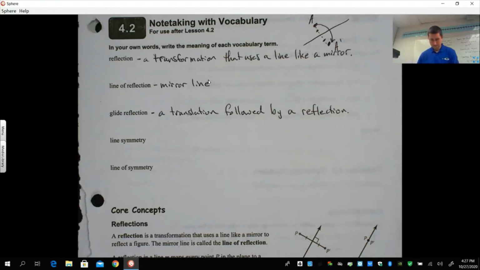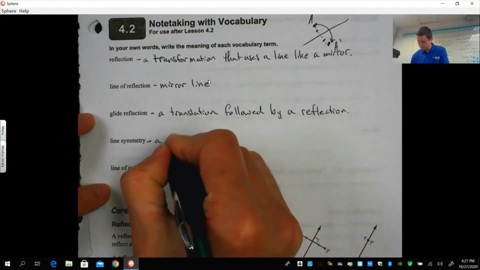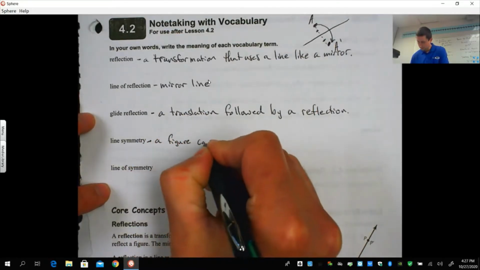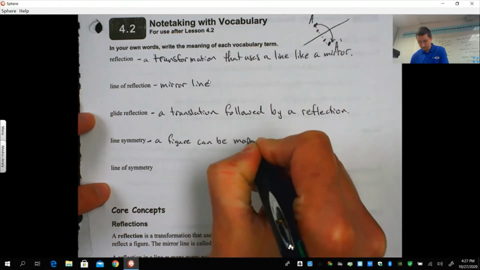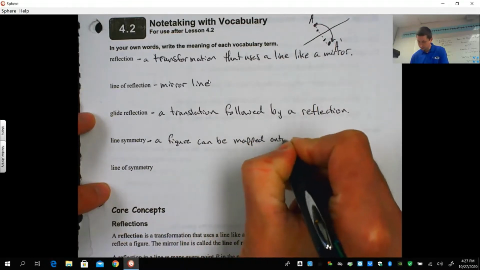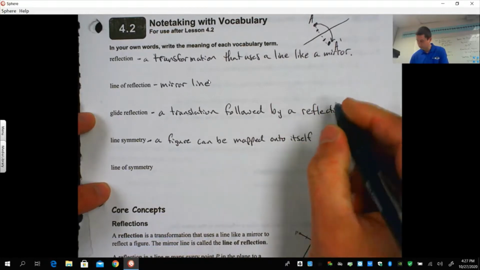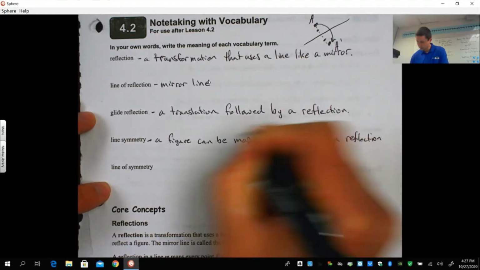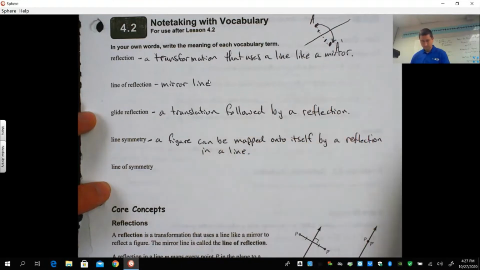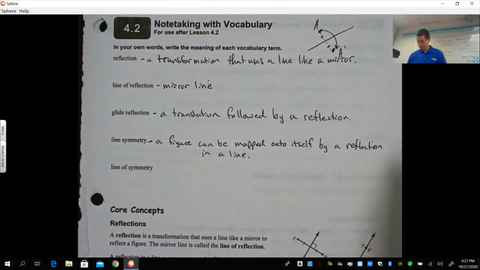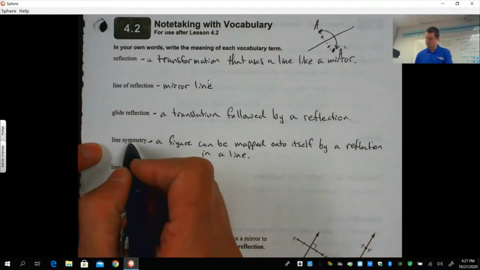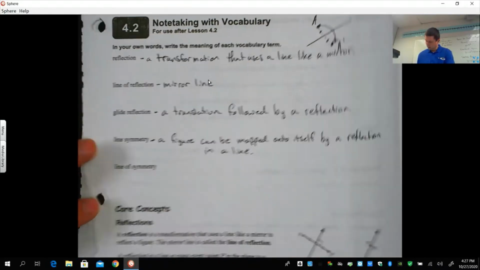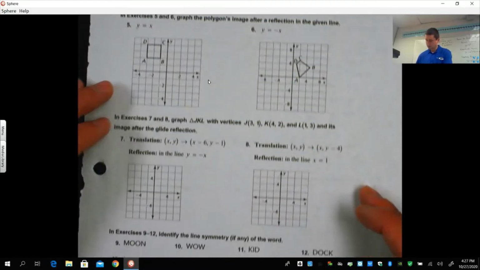Line symmetry. This is when a figure can be mapped onto itself by a reflection in a line. Okay, a figure can be mapped onto itself by a reflection in a line. Those types of questions there, I'm just going to jump ahead, those types of questions are just like what you have in page 101, questions 9 through 12.